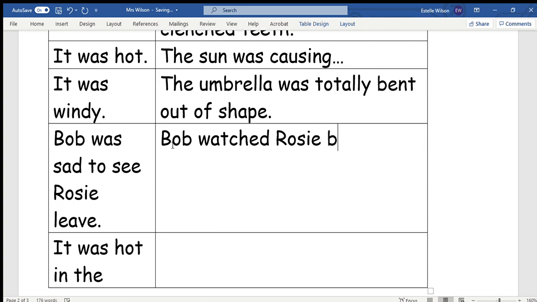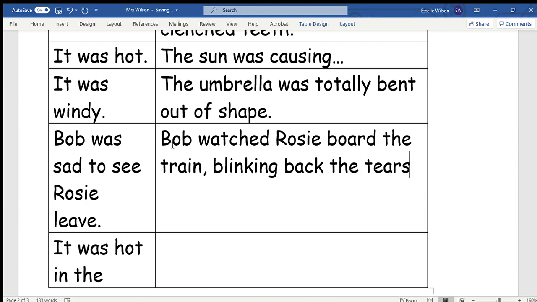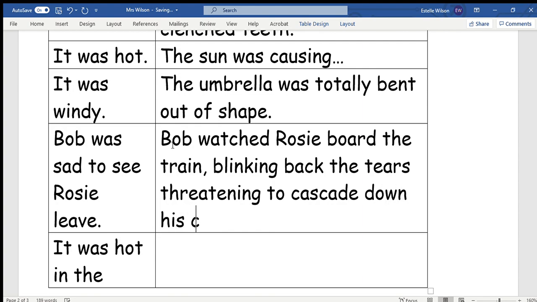I'm going to put board the train, blinking back the tears, threatening to cascade down his cheeks. So let's read that sentence. Bob watched Rosie board the train, blinking back the tears, threatening to cascade down his cheeks.